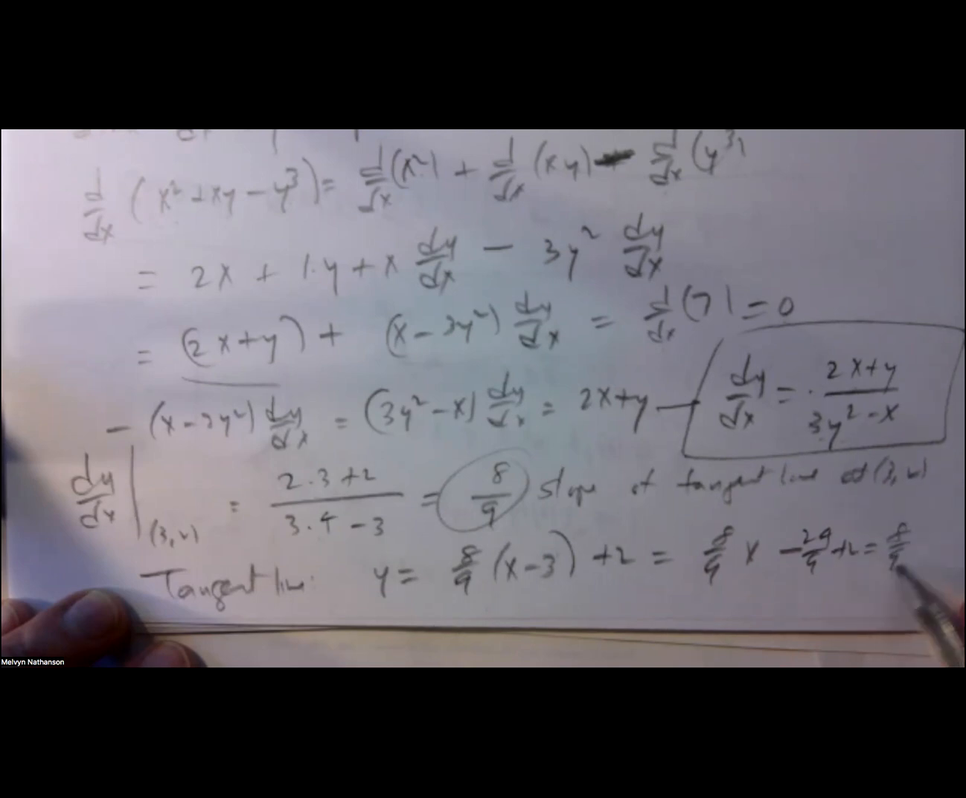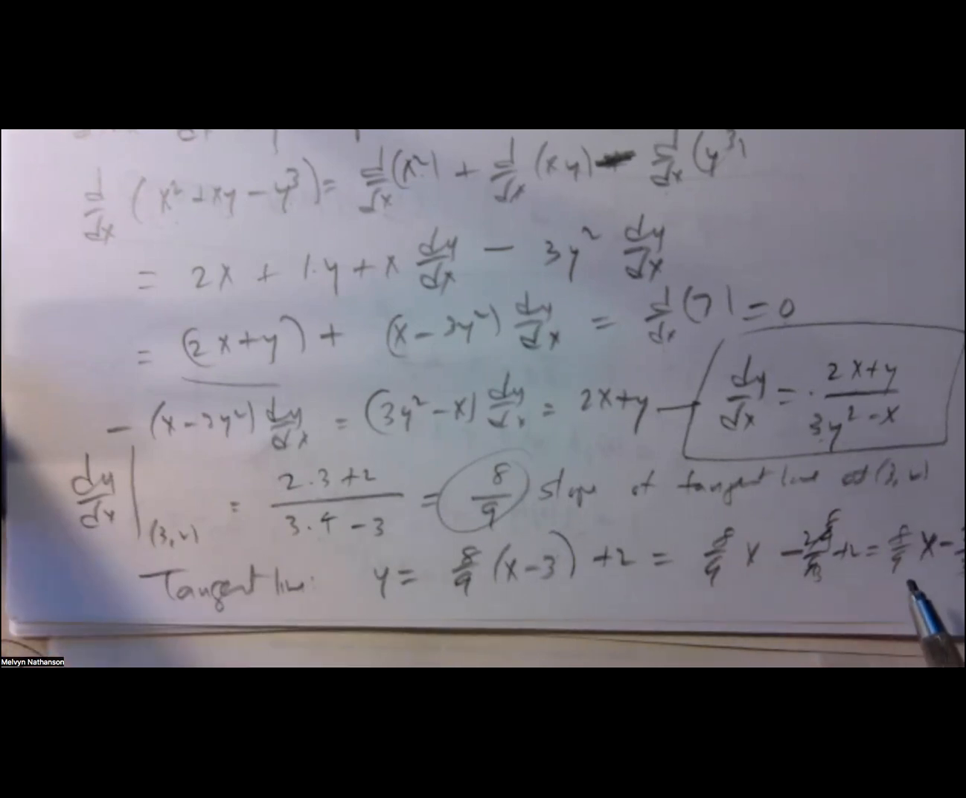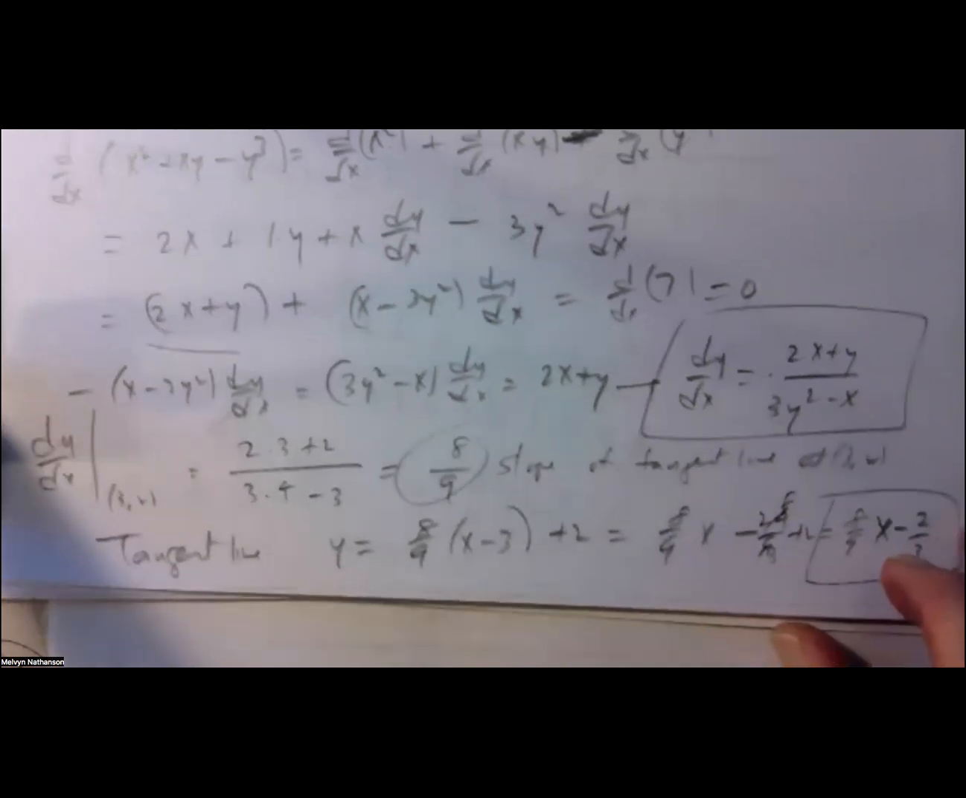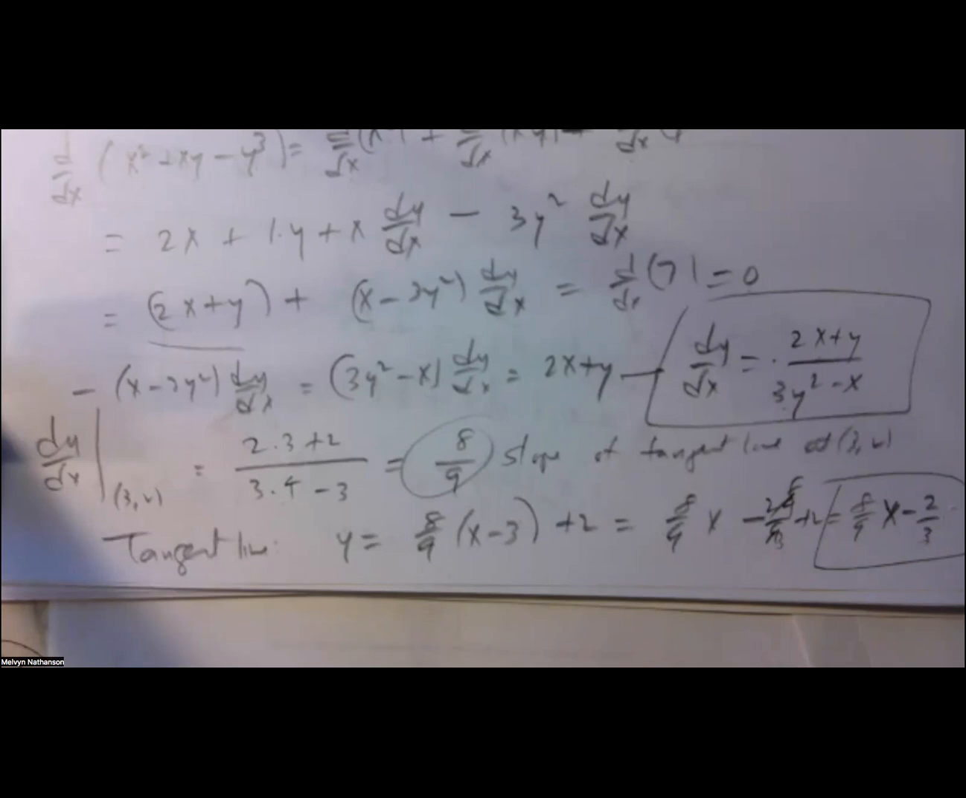which is 8 over 9 x. 2 is 18 over 9. See, 24 over 9 is the same as 8/3. Minus 8/3 plus 2 is minus 2/3. So if everything is correct, this is the equation of the tangent line.